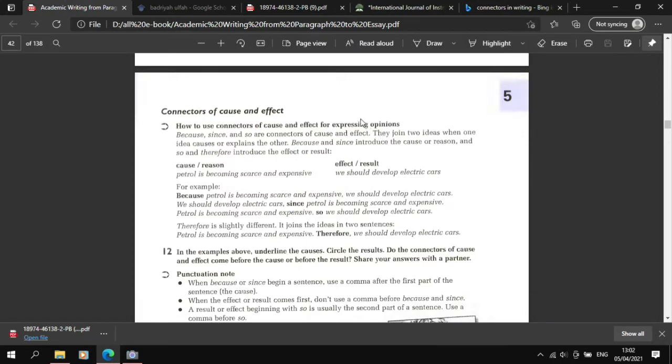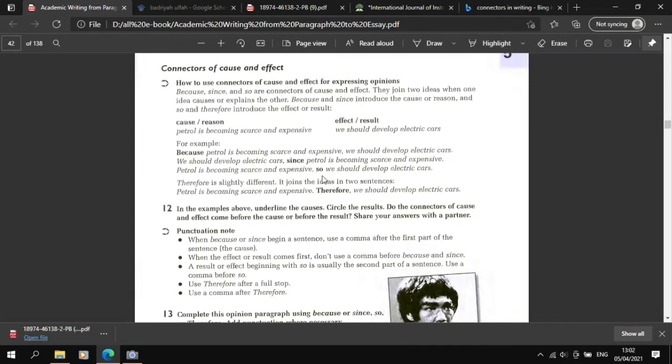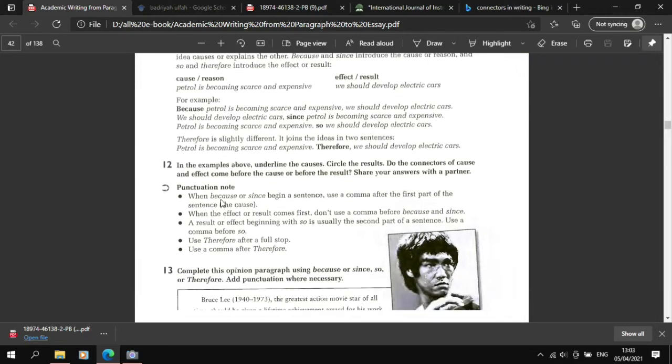And here, because we are talking about opinion, here is one example of connectors of cause and effect. Like because, since, so, therefore. This is the most common connector used when we write about opinion, the opinion paragraph. Once again, the other one, punctuation. Remember, when because or since begin a sentence, use a comma after the first part of the sentence. When the effect or result comes first, don't use a comma before because and since. So if it is in the front of the sentence, you put a comma. If it is in the middle, you don't need a comma.